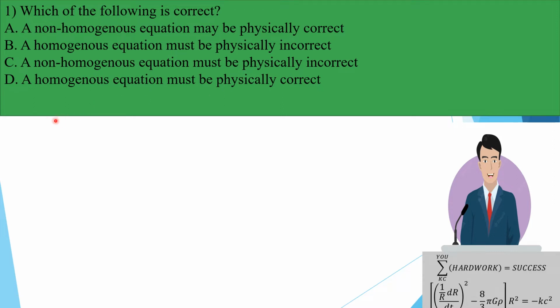Then D says that a homogeneous equation must be physically correct. Well, if it's homogeneous, it does not follow that it must be physically correct, because it's possible that it's homogeneous and yet still incorrect, right? And you know why: presence of dimensionless constants, logarithmic expressions, and all of that. Perfect. So let's go to the next. So the answer is actually C.